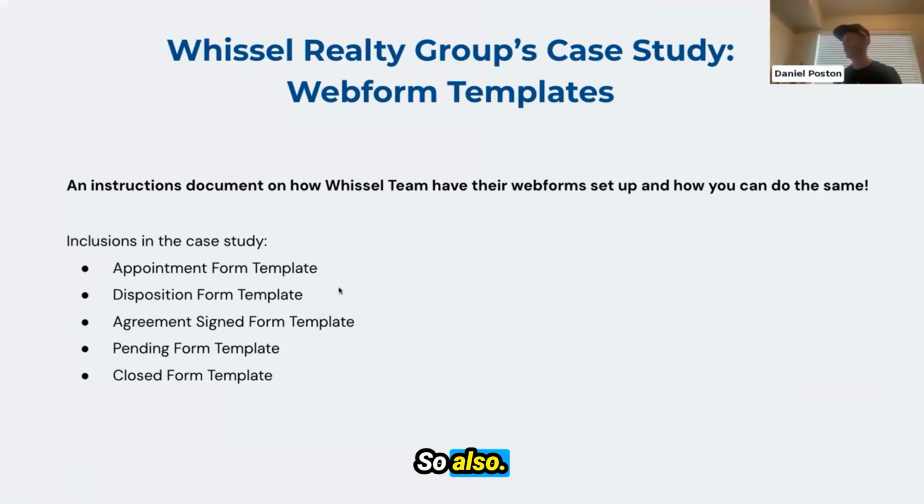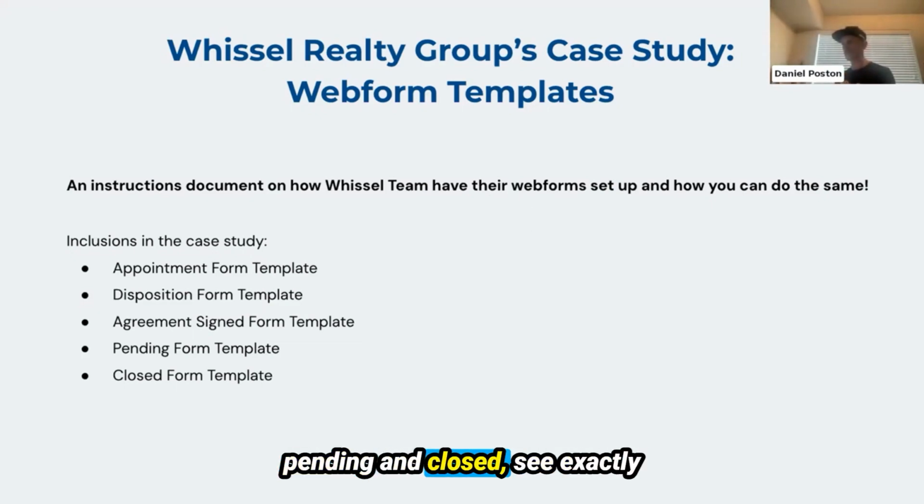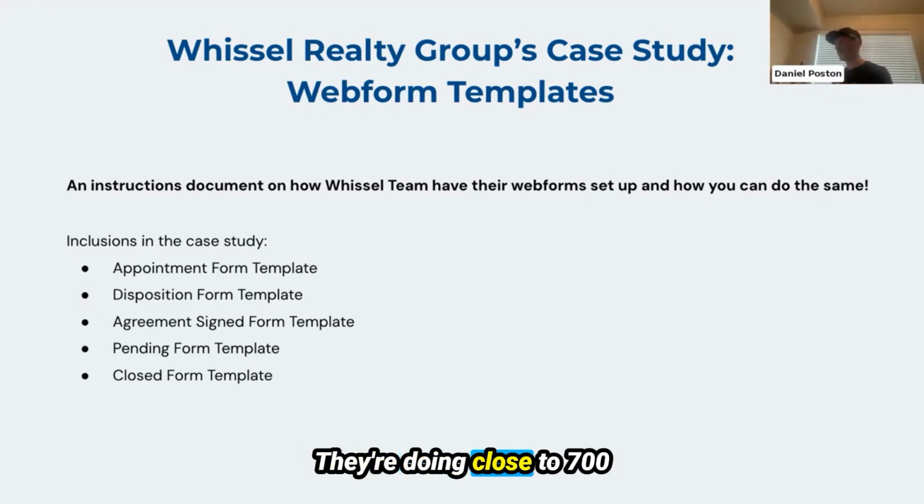Also, an add-on that'll be included is the exact forms that the Whistle Realty Group uses. So a template within our form system will have their appointment form and their disposition form, so what they're collecting after an appointment, agreement signed, pending, and closed. You can see exactly what data they're collecting. They're doing close to 700 transactions this year. One thing that'll stick out is how much data they collect from their agents.